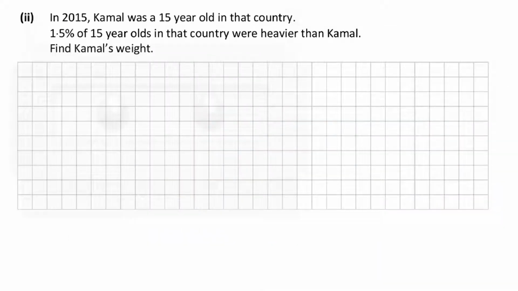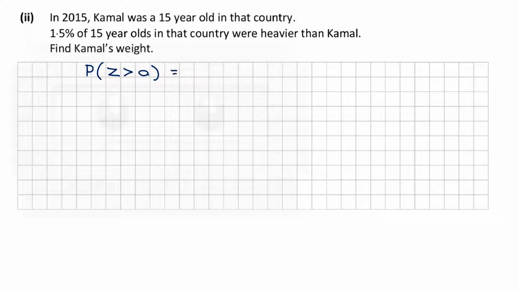So part 2 of that question, in 2015, Kamal was a 15-year-old in that country. 1.5% of the 15-year-olds in the country were heavier than Kamal. Find Kamal's weight. So heavier, we're talking greater than. So basically what we have here is we can structure it in the form, the probability that some number is greater than A. So we don't know what that weight is. A is the standardized representation of Kamal's weight.